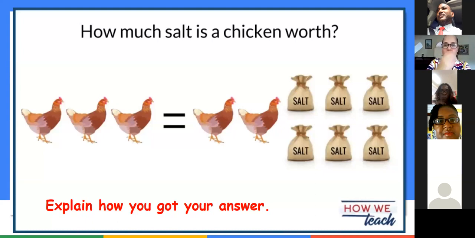One chicken. How did you come up with your answer? I said, well, one chicken is equal to one chicken, so I would take away the two chickens on the other side, and then I'd be left with one chicken. And on this side, one chicken would be equal to six salts. It's algebra, exactly.